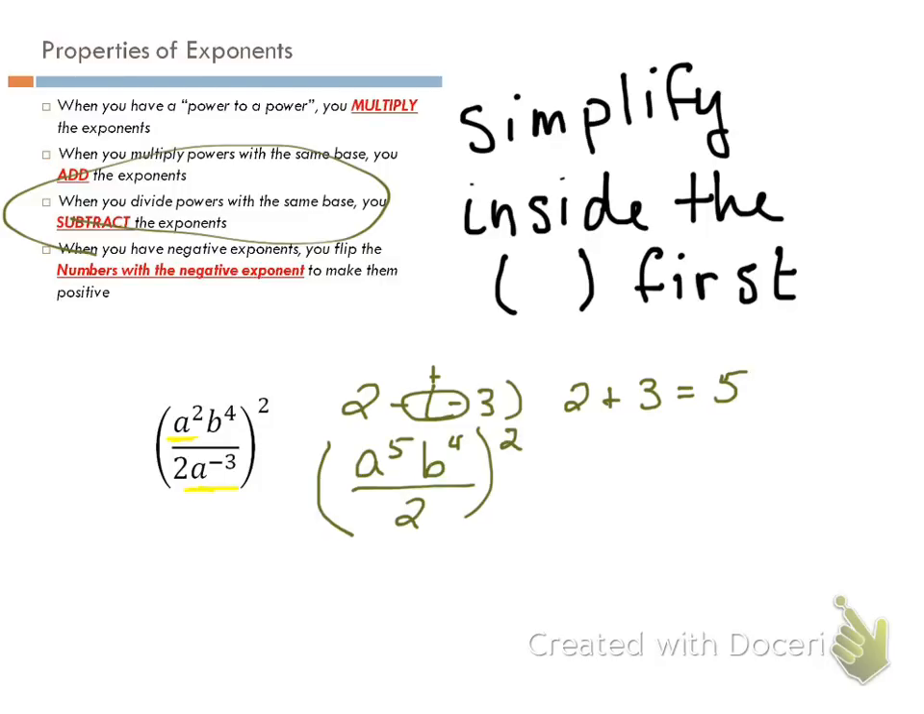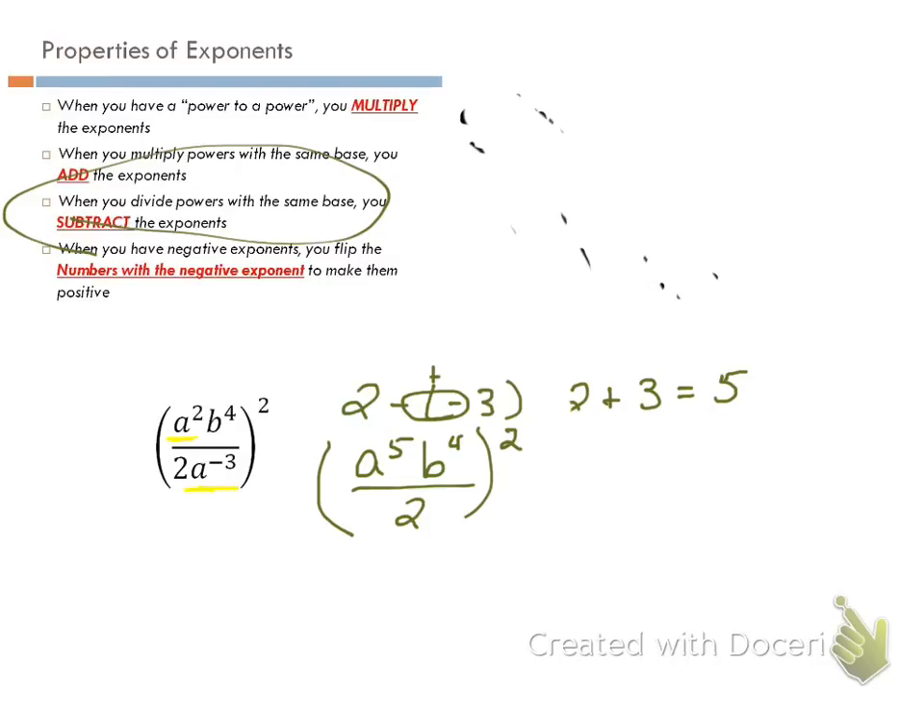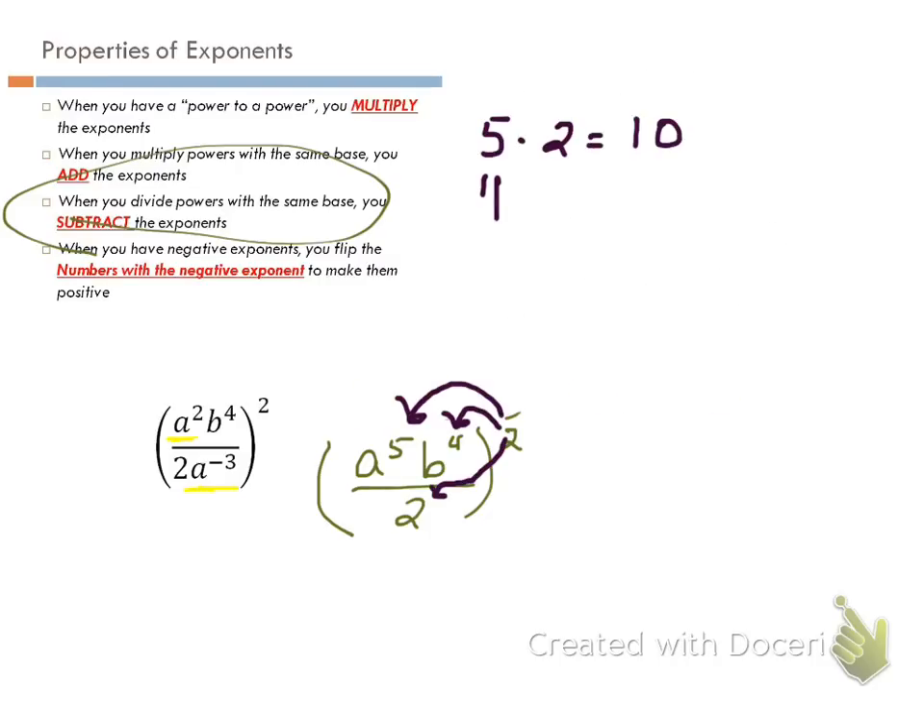So then when you simplify that, we now have a to the 5th, b to the 4th divided by 2, all to the second power. There's nothing more we can do inside the parentheses, so the next part of the order of operations is the exponent. So now we have to distribute that 2. We have 5 times 2 is 10, 4 times 2 is 8, and then don't forget to distribute to that 2 also, and it's 2 to the second, not 2 times 2.